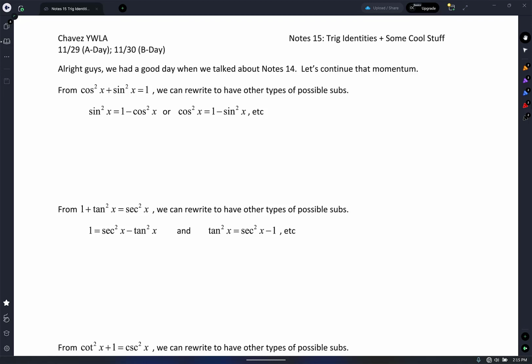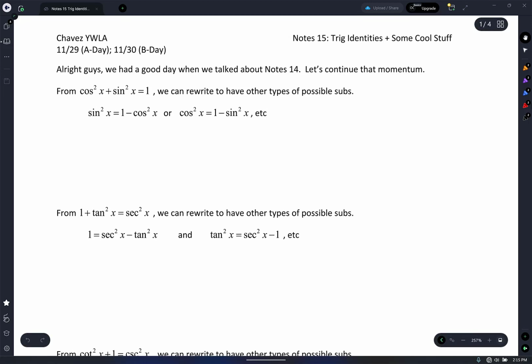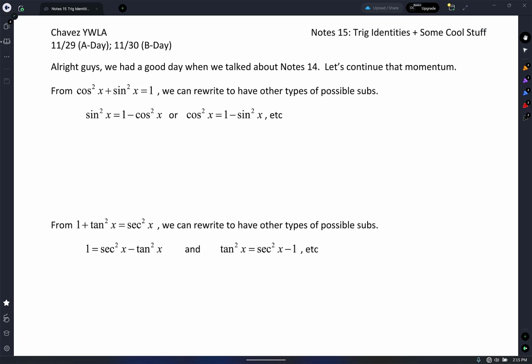Right, trig identities, part 2, or we're continuing. Pythagorean trig identity. So, all right, guys, let's focus. On the last notes, we called this equation the Valentine's formula.